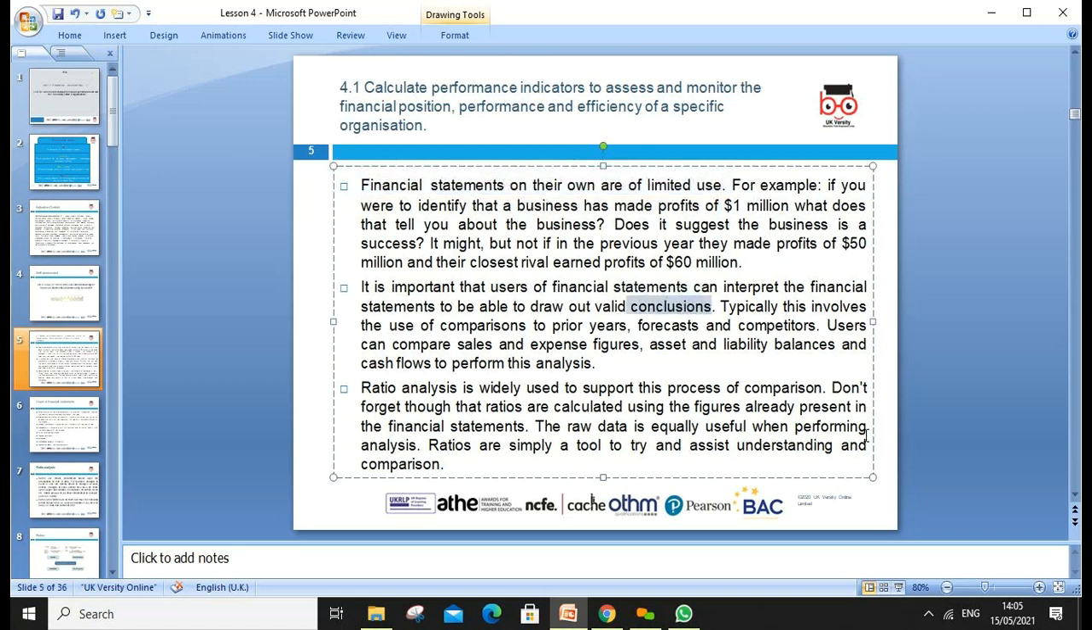Either which company is best to lend money to, which has the best liquidity position, are typically involved. They use comparison with the previous year, forecasts and competitors to measure performance against the competitor. We can look at the company assets, the company balance sheet, and cash flow analysis. So ratio analysis is widely used in comparison. And don't forget that ratios are calculated using figures already present in the financial statements.